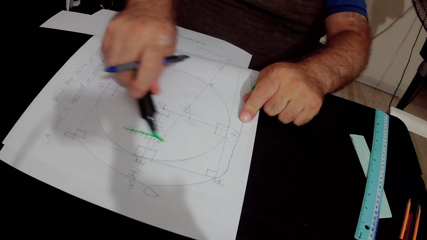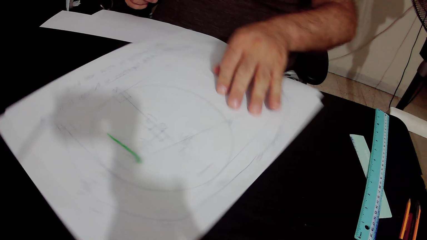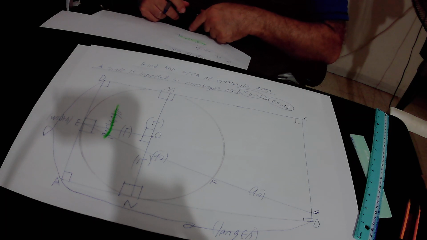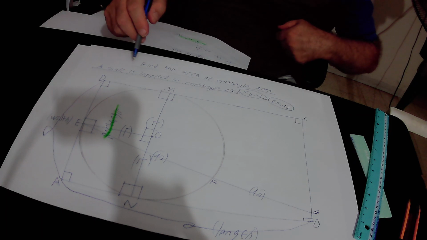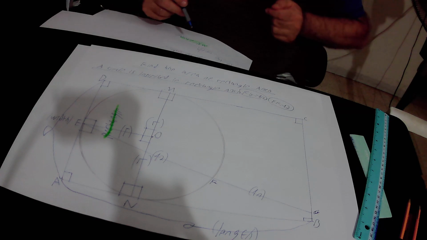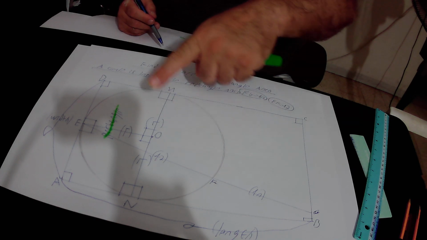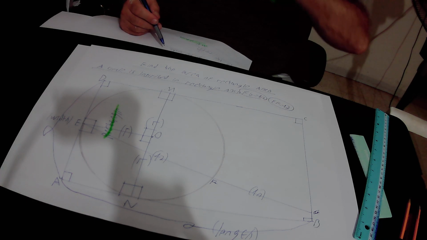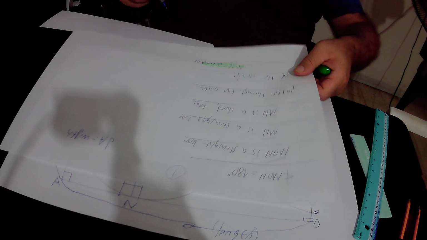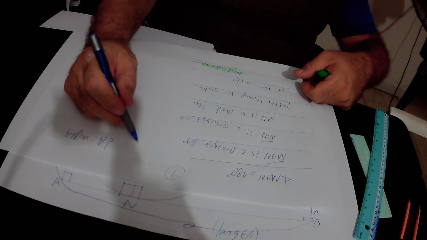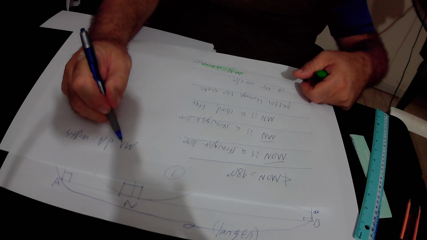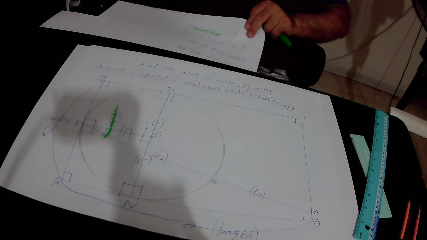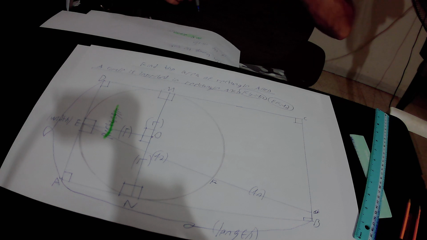But we also know that the opposite sides of a rectangle are equal to each other. So in the big rectangle DMNA, side MN must be equal to the opposite side DA. Okay, so I write here that MN is equal to DA, according to the rule that the opposite sides of a rectangle are equal to each other.